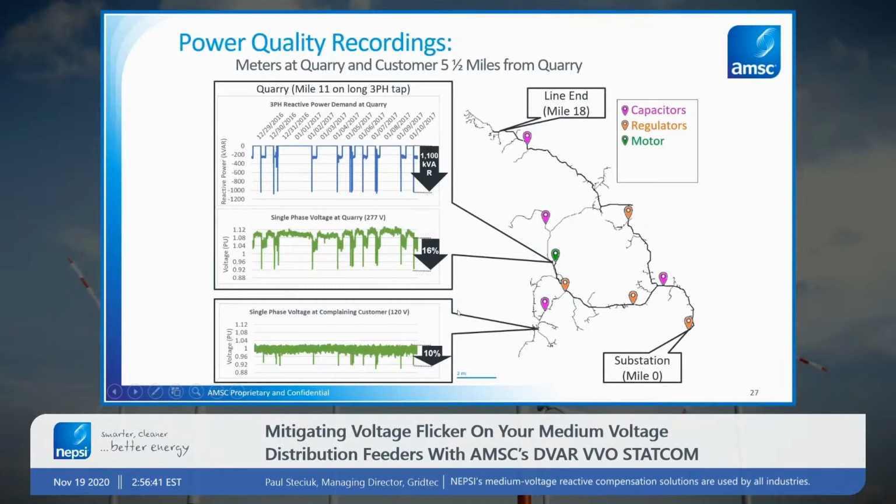And what can be seen is that each of these significant dips here is directly associated with this motor starting problem that we're discussing. As can be seen near the quarry, there were approximately 16% voltage dips, and on some meters on customers near the quarry, the dips were in the 10 to 12% range.